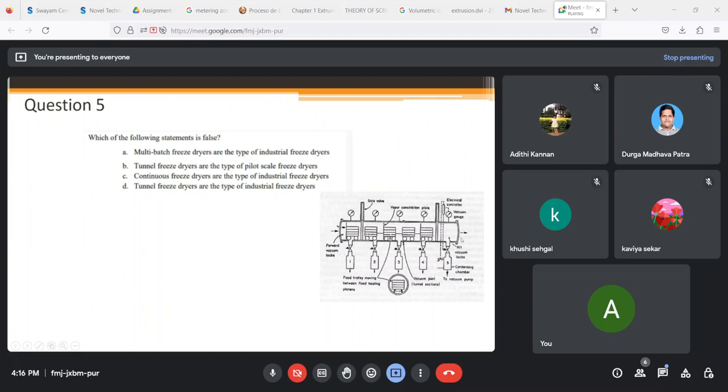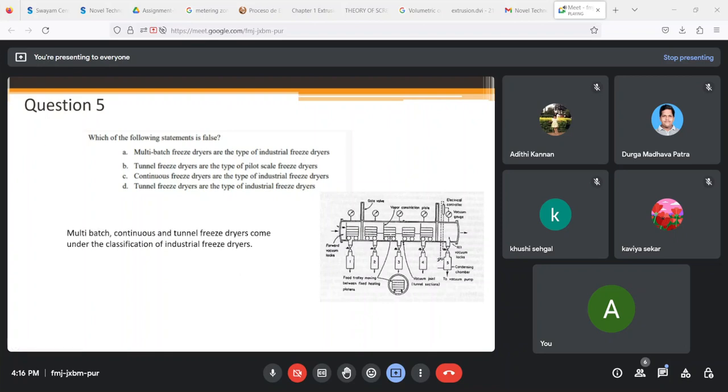And once the freeze drying process completes, this part of the gate is opened and you can take your trolley out. So this is known as a tunnel freeze dryer. It basically looks like a large tunnel through which you send a trolley of food inside, freeze dry it, and take it out from the other end. So this is how your tunnel freeze dryer looks.